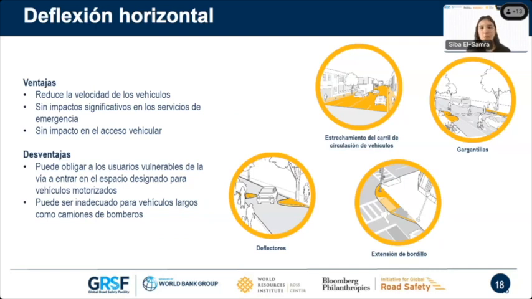Now let's look at the horizontal deflection tools. These can be very effective, especially since they don't have much of a negative influence on emergency vehicles because there's no vertical interruption or abrupt movement. The changes are mostly on the sides, so that's great. It does not impact access in general. However, especially some designs like chicanes that are in an S shape can impact the movement of very long vehicles like a fire truck, for example. Next.